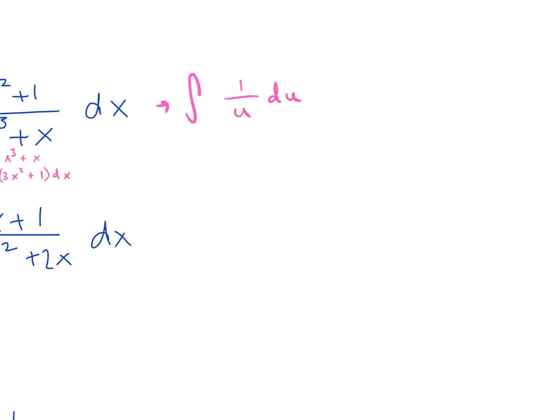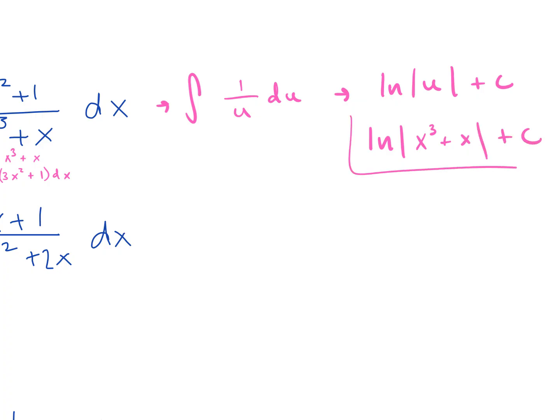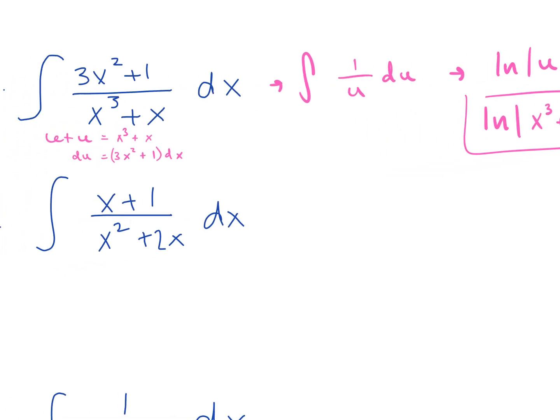So what would our antiderivative be here? The ln of u, perfect, ln of the absolute value of u plus c. So the last thing, we just want to plug back in our x's into the u. So we have the ln of the absolute value of x cubed plus x plus c. 3x squared plus 1 dx turned into du.